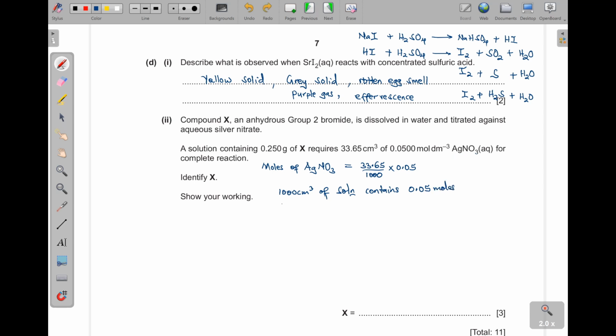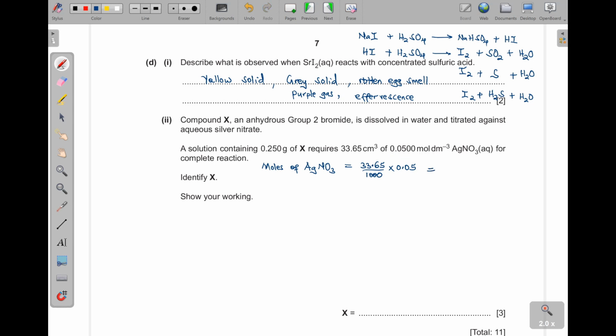How about the 33.65 cubic centimeters of solution? This one will contain 33.65 times 0.05, out of 1000. So that's why you find that they get this volume, they divide it by 1000, and then they multiply by that. So you just get the volume, then you divide it by 1000, and then times the moles given.